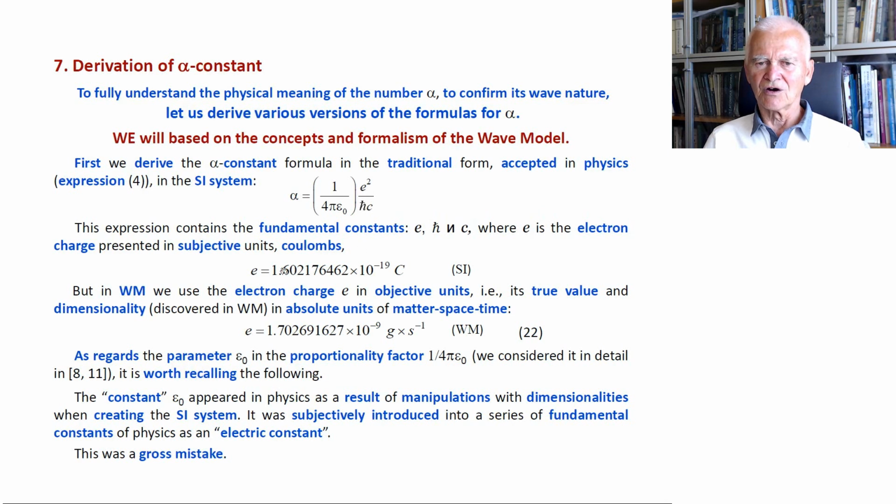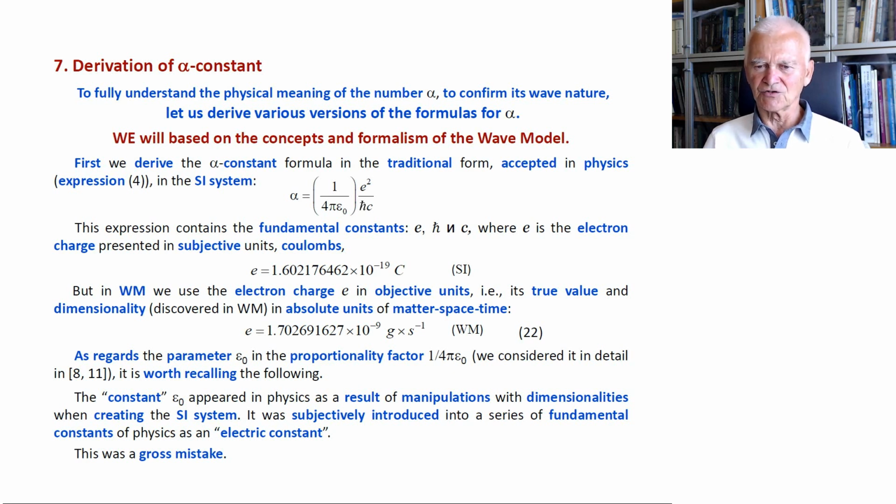in subjective units, coulombs. But in the wave model, we use the electron charge e in objective units, that is, its true value and dimensionality, discovered in the wave model, in absolute units of meta-spacetime: e is equivalent to 1.7 multiplied by 10 to the power minus 9 gram per second. So you can compare with modern physics, the electric charge value and the dimensionality. As regards the parameter epsilon 0 in the proportionality factor 1 over 4 pi epsilon 0, we considered it in detail in this work. It is worth recalling the following. The constant epsilon 0 appeared in physics as a result of manipulation with dimensionalities when creating the SI system.